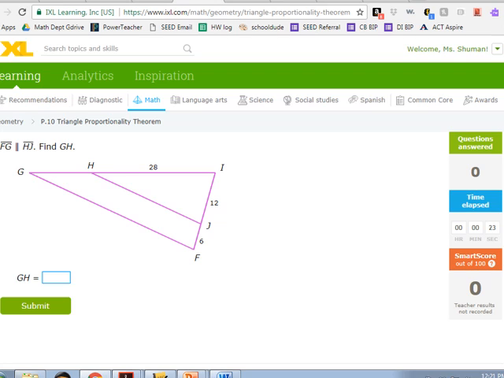Very important. It says that FG, where's FG? FG right here is parallel to HI. Very important. That means that this side is proportional to this side, and this side is proportional to this side. So they want us to find GH. I don't know what GH is, so as always, I'm going to give it a letter. Let's call it X. I can set up a proportionality, x over 28, so the small one to the top one, is going to equal 6 over 12.